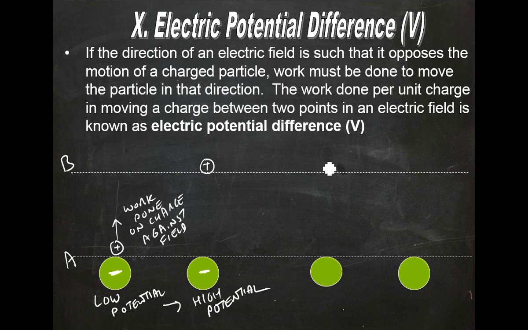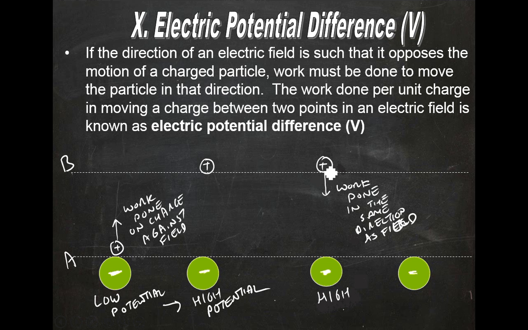On the other hand, if the positive charge is far away from the negative one, now work is being done in the same direction of the field. So it would go from a high potential, have a lot of energy up here, stored potential energy, to a lower potential.